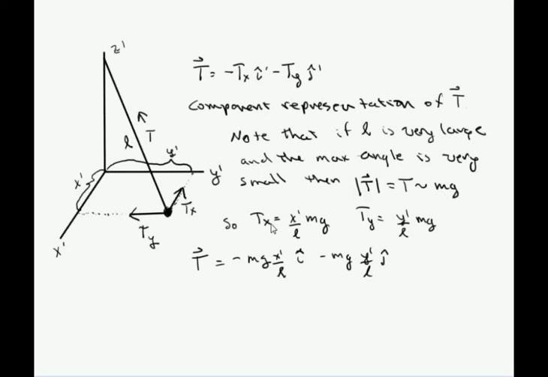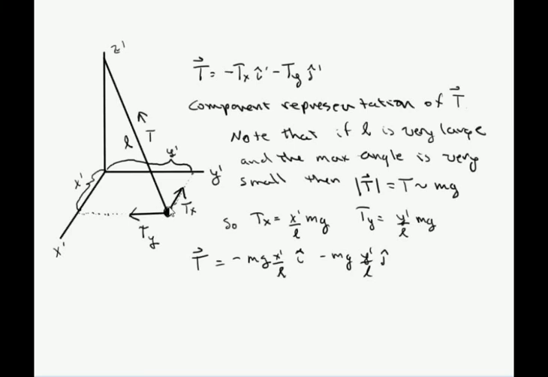And so the x component is just the cosine of this angle, the angle that the pendulum makes with the perpendicular line connecting the pendulum to the y-axis. And so it's just x prime over L times gravity. That's the magnitude of the x component. Similarly, the magnitude of the y component is y prime over L times mg.